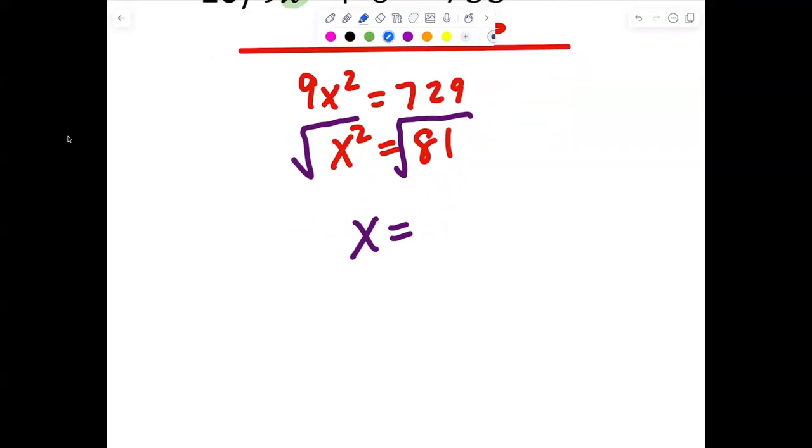Now remember, there are how many solutions? 2 solutions. So the answer to this problem is x equals plus or minus 9. That is correct. X equals plus or minus 9. Anybody have any issues with that? Anybody?